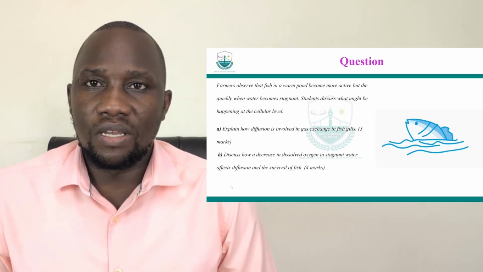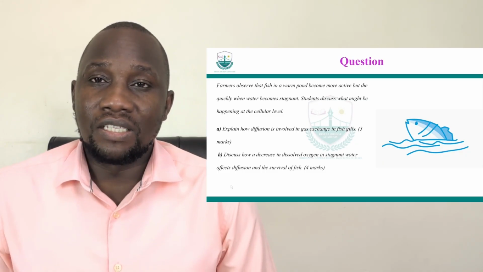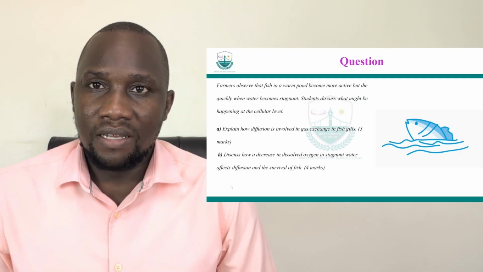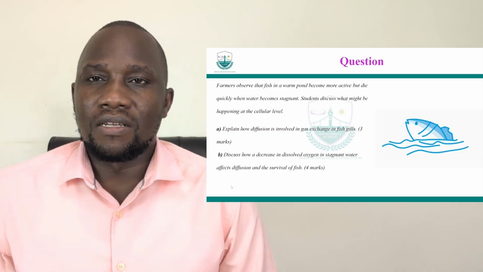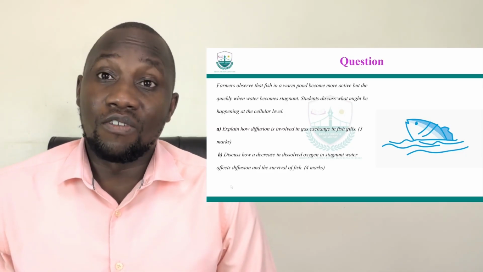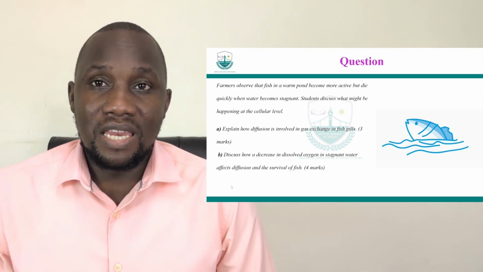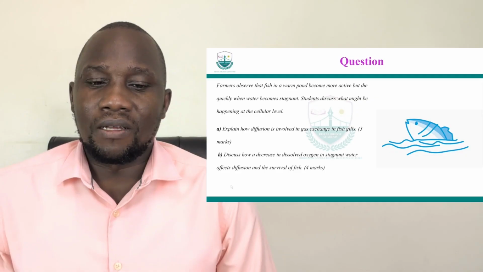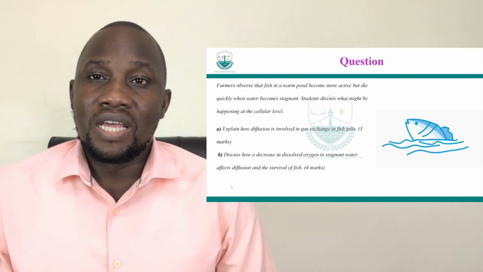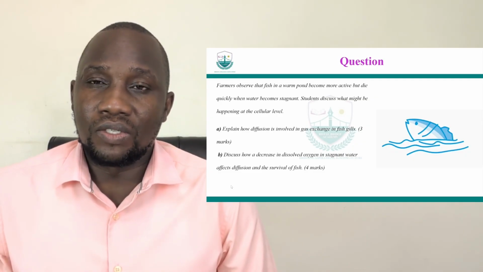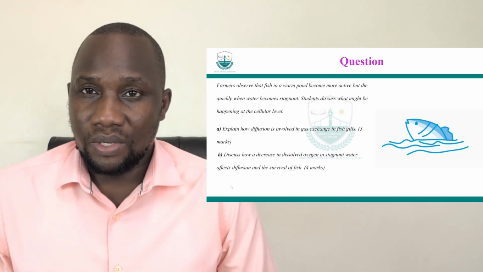So that oxygen has to be dissolved in water, and for that oxygen to get dissolved in this water sufficiently, the water should be moving. Okay, it should be moving for oxygen to be dissolved and for the fish to be able to get this oxygen. But if the water is actually stagnant, then you are not going to have oxygen getting dissolved. And that's why you see the fish in distress and actually dying.